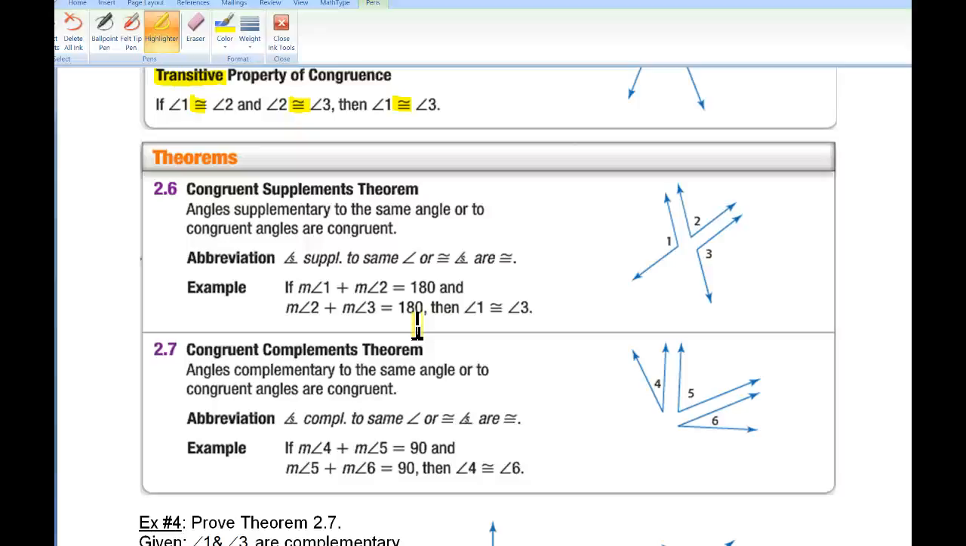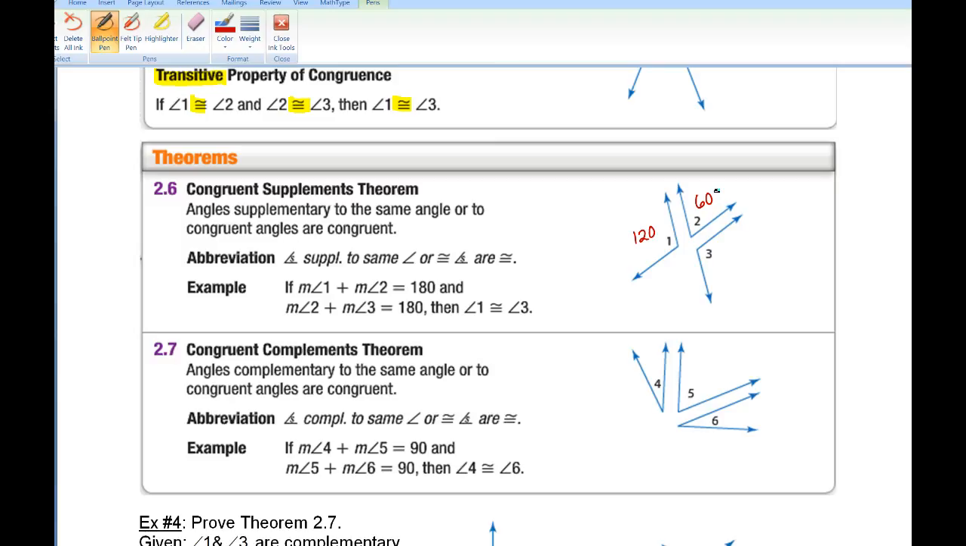In fact, we're going to prove 2.7 just below here. So let's take a look. It says angles supplementary to the same angle or to congruent angles are congruent. Okay, so let's attach some numbers just as an example. Let's say angle 1 is 120 degrees. And let's say angle 2 is 60 degrees. Okay, so these two angles are supplementary to each other.